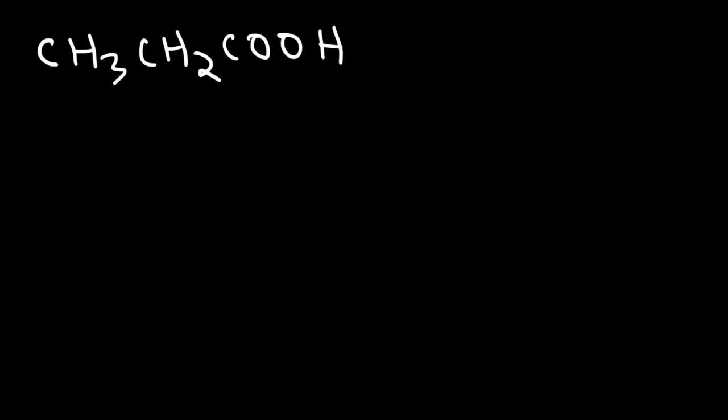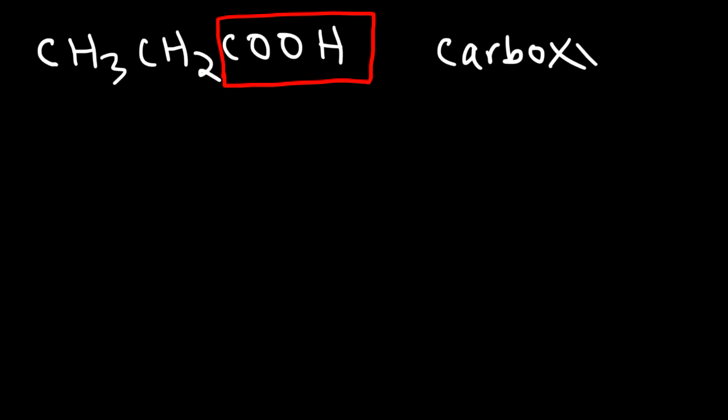Now what about this one? CH3, CH2, COOH. So whenever you see this functional group, COOH, you have something known as a carboxylic acid. It's a weak acid, but that's the functional group for it.